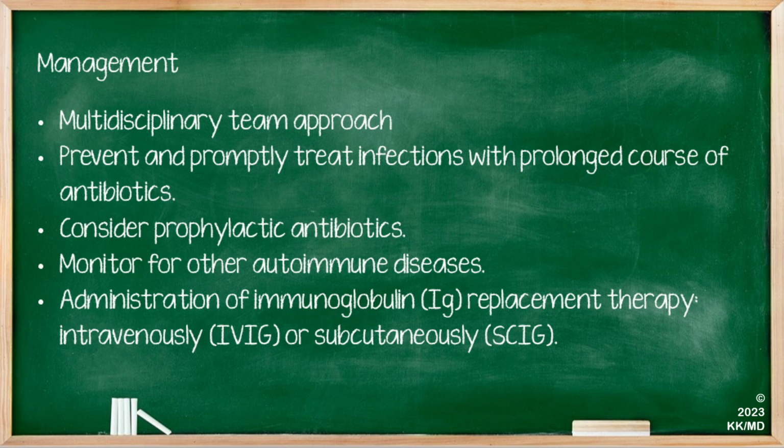The management of CVID and any primary immunodeficiency syndrome should really be multidisciplinary. These conditions are very complex and difficult to manage and do require input from several specialties. It's important to prevent and promptly treat infections with a prolonged course of antibiotics. Many of these patients will also be on prophylactic antibiotics. It's important to monitor for other autoimmune diseases that may develop in a person's life course, and administration of immunoglobulin, or IVIG, or subcutaneous immunoglobulin is the mainstay of treatment.